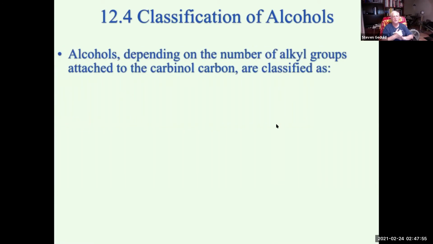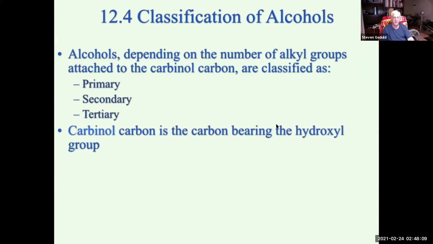All right, alcohols, depending on the number of alkyl groups attached to the carbinol carbon, are classified as primary, secondary, tertiary. Okay, just like our carbons. Remember, we had all these compounds with primary, secondary, tertiary carbons. A primary carbon has one alkyl group attached, secondary has two, tertiary has three. Same thing for alcohols. The carbon that has the OH group attached, if it has one carbon attached, it's primary, two is secondary, three is tertiary.